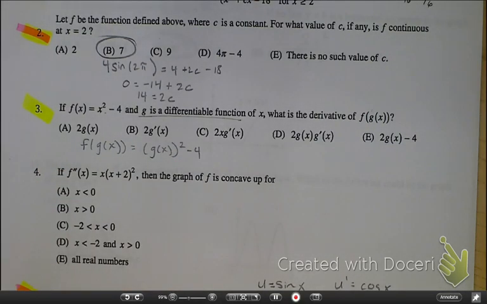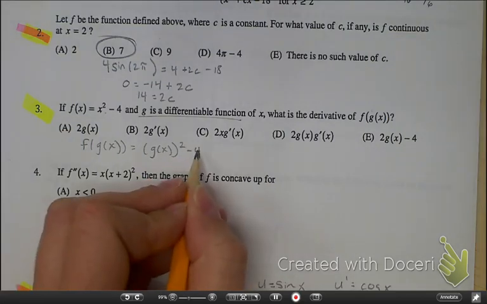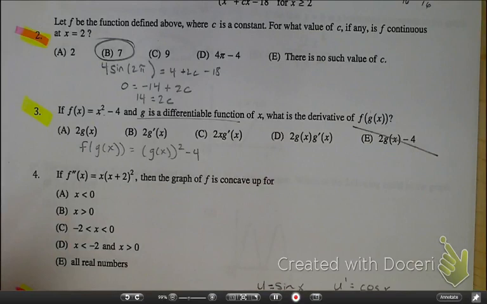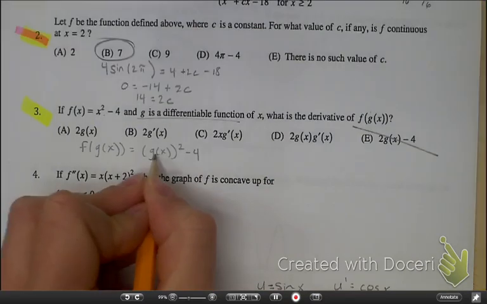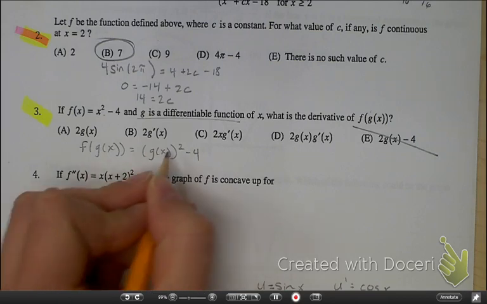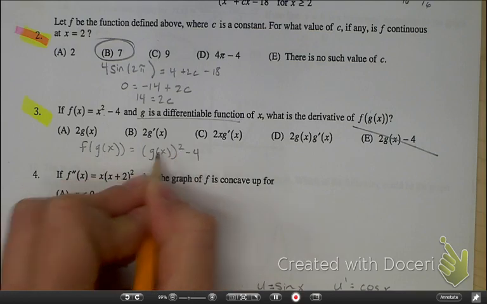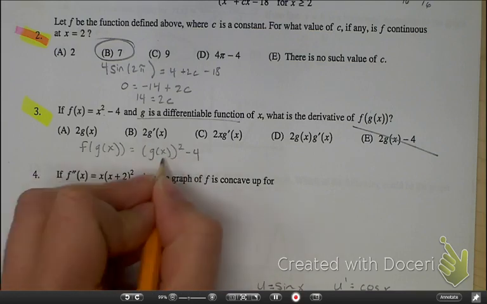So when we take the function's derivative, the derivative of negative 4 is going to be 0, so don't worry about that one. Obviously, E can't be the correct answer choice. We don't want that negative 4 in there. The derivative of g of x being squared, though, this is implicit differentiation or chain rule, depending on how you want to look at it, because we have a function inside of another function. So when we take the derivative of this, we're going to take the derivative of the outside.